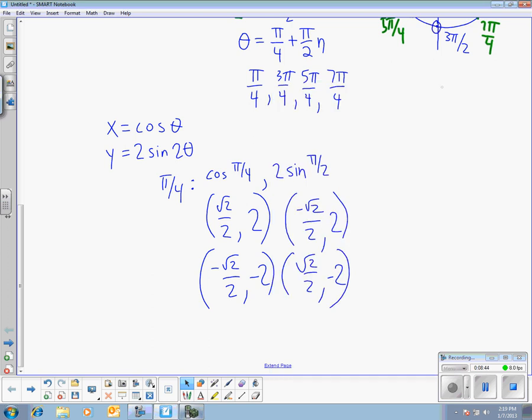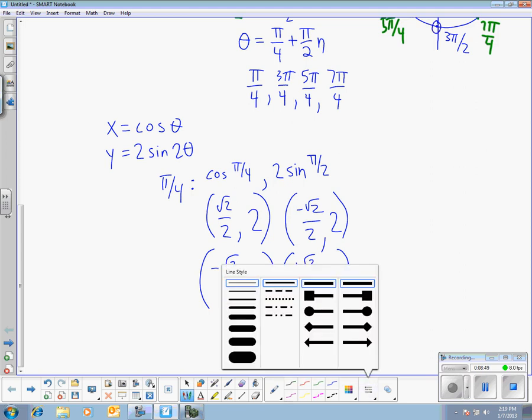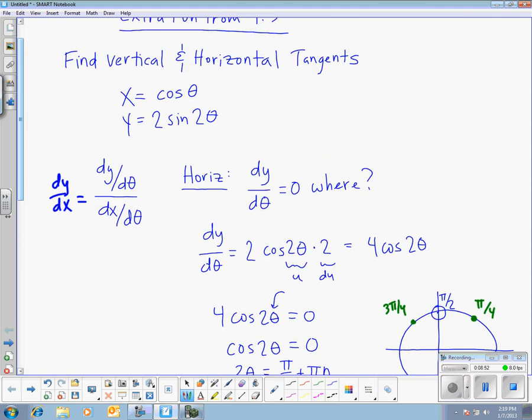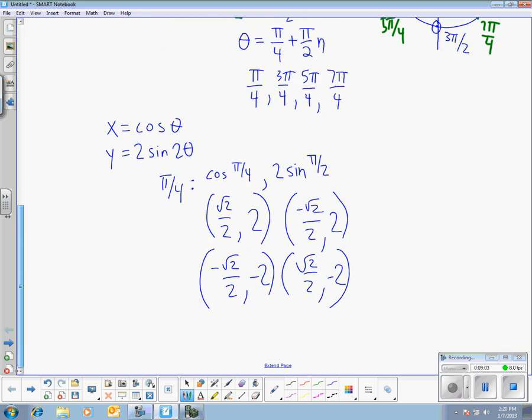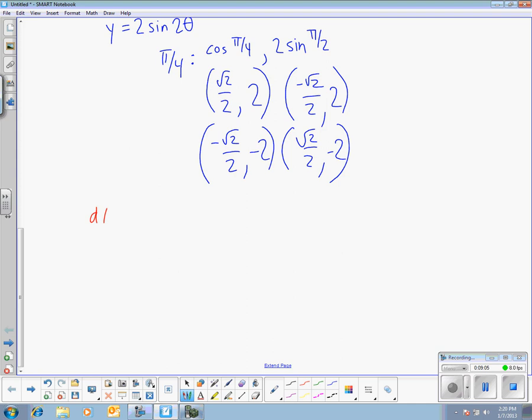So anyway, that's my horizontal tangents. My vertical tangents are going to be the ones where the bottom of that original fraction is 0. If you want this slope to be undefined, which on a graph is a vertical tangent, then you need dx d theta to be 0. So let's take the derivative of cosine and set it equal to 0. The derivative of cosine with respect to theta is negative sine theta. And where is that 0? Because this is the bottom of the fraction, and that being 0 gives us vertical tangents.